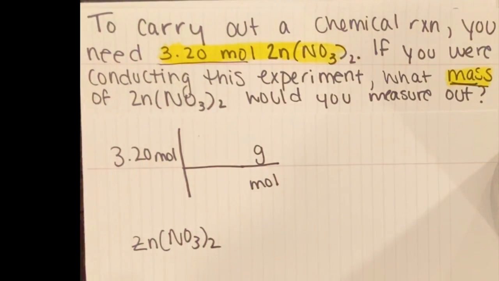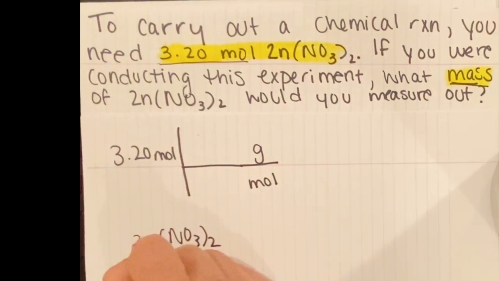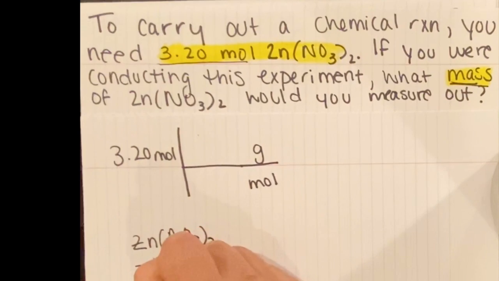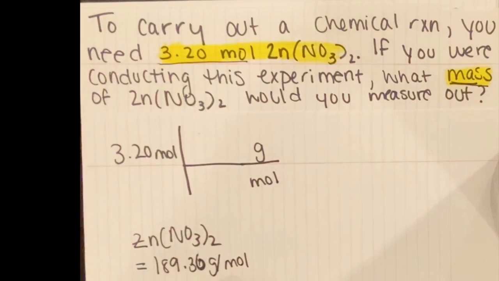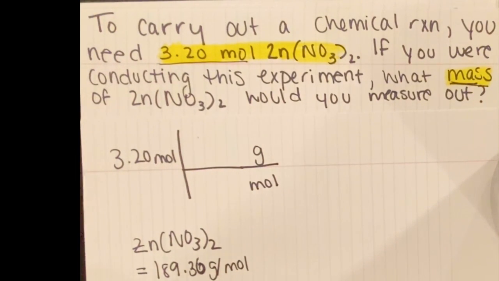Okay, so I already know what the molar mass is. I already did it. So to save time, I'm just going to tell you it's 189.36 grams per mole. So for every 1 mole of zinc nitrate, I have 189.36 grams.